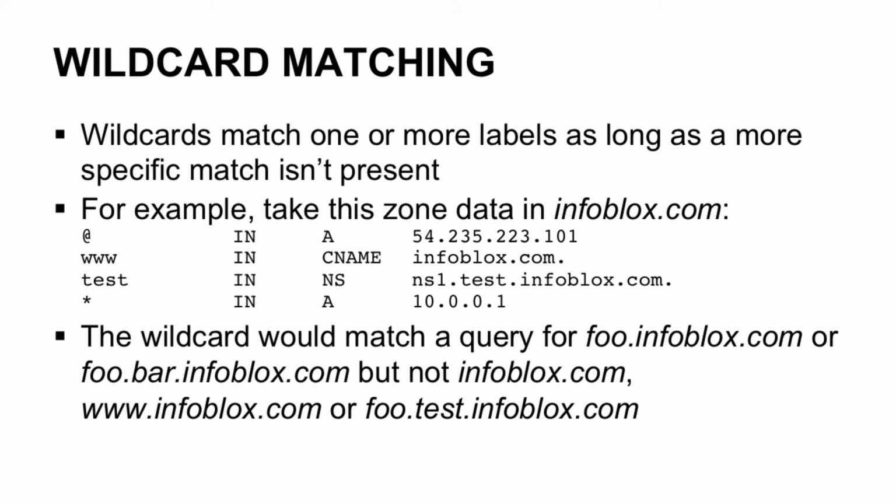Let's say you have these records in the zone. An A record attached to the apex, www owning a CNAME record, test being delegated to ns1.test.infoblox.com, and then finally a wildcard record. The wildcard would match a query for foo.infoblox.com because that doesn't exist in the zone, or foo.bar.infoblox.com because that doesn't exist in the zone, but not infoblox.com or www.infoblox.com, which clearly both exist in the zone. Or, in fact, for foo.test.infoblox.com, since a delegation to test.infoblox.com exists. You can almost think of a wildcard as a default name in the zone.